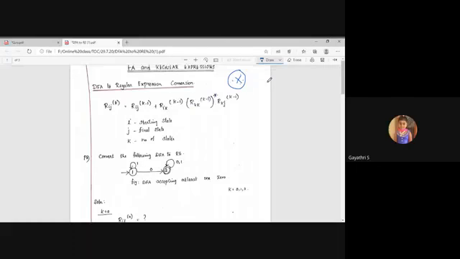DFA to regular expression conversion. For this, what's the input? They have given the input as a DFA. So the input is a DFA. You have to calculate the regular expression for the given DFA.